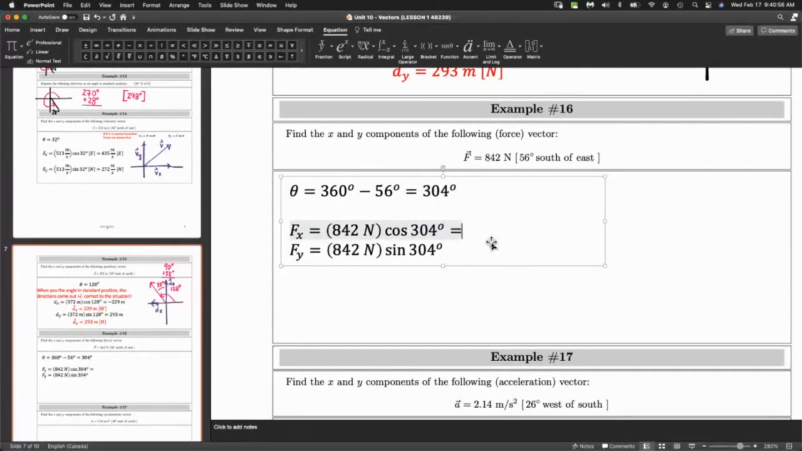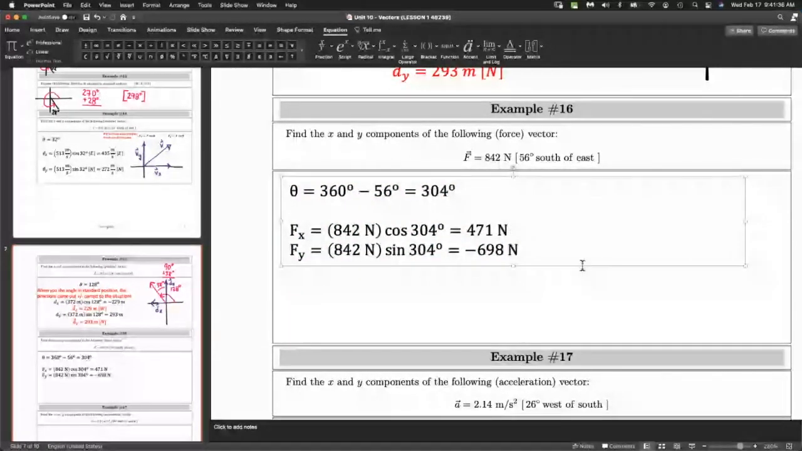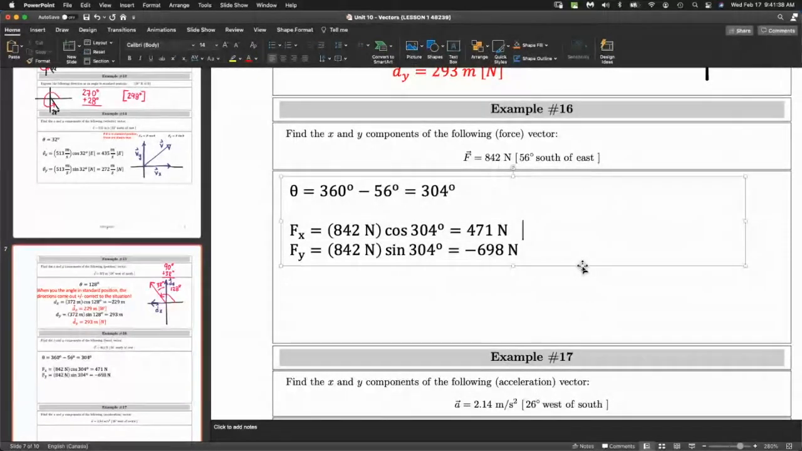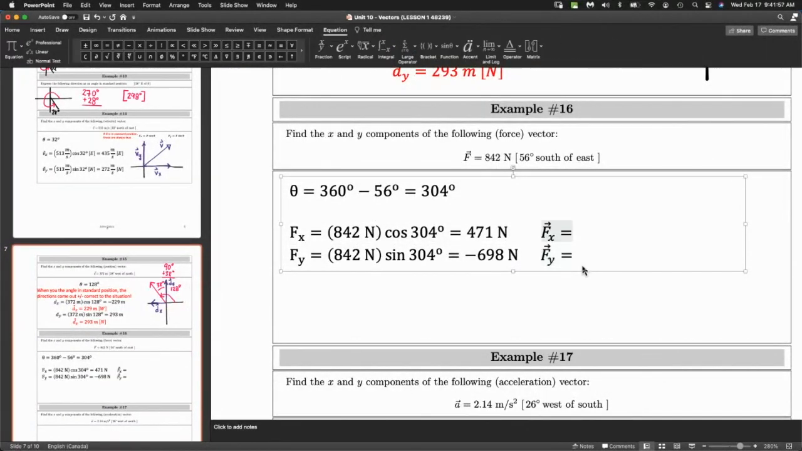What's 842 cos 304? So that's 471 newtons. This n here does not mean north. And what is the sine? What do you get for that? Okay, what I want you to do now is interpret that by writing down the actual component now. So what is the x component going to be? 471 newtons. What goes in here? East or west?